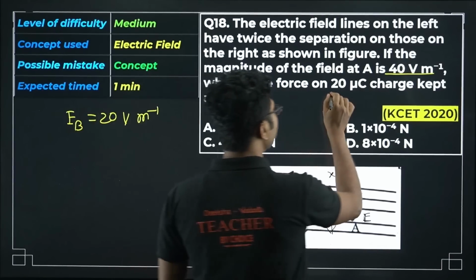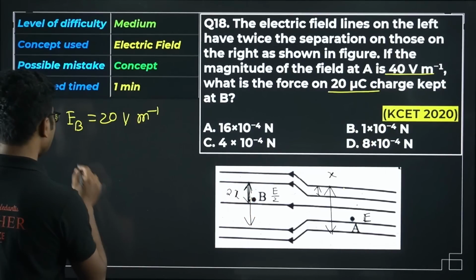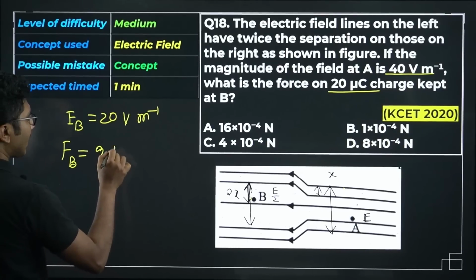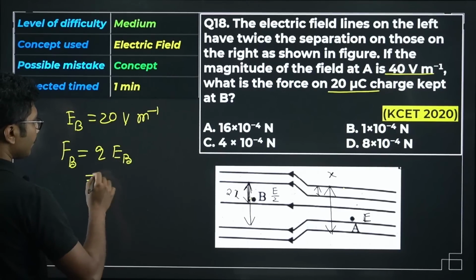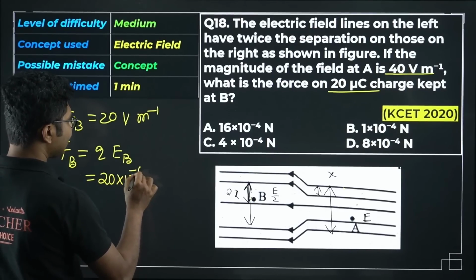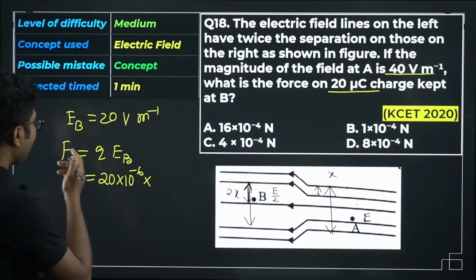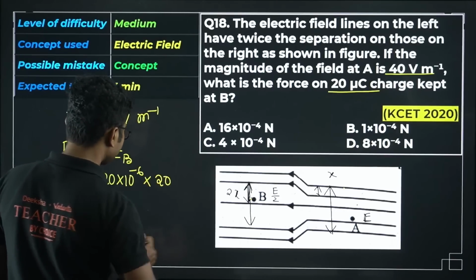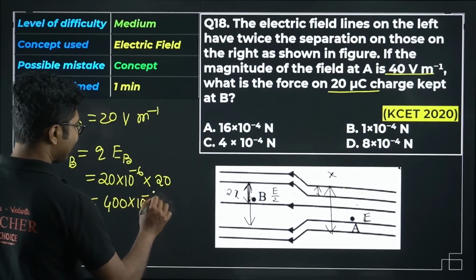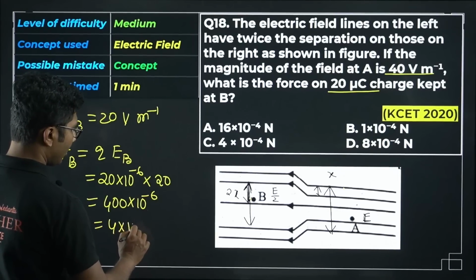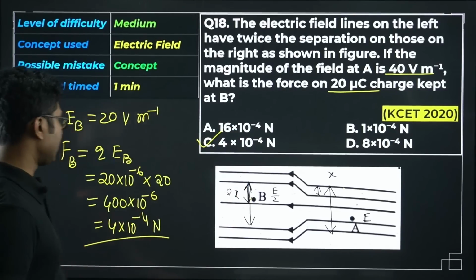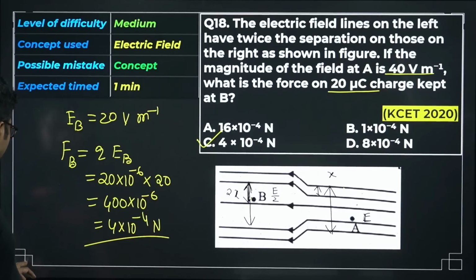Now what is the force on a 20 microcoulomb charge? If you keep it here, the force on the 20 microcoulomb charge at B will be charge times electric field. That is the old formula. So charge is 20 into 10 to the power of minus 6, and electric field is 20 volt per meter. So it will be 400 into 10 to the power of minus 6, or 4 into 10 to the power of minus 4 Newton. The unit of force is Newton, so 4 into 10 to the power of minus 4, two zeros less. So you have to be careful.